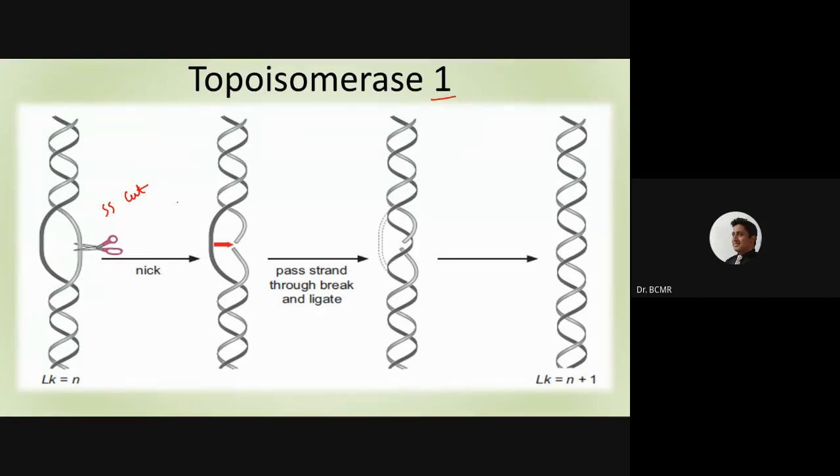Topoisomerase 1 makes a single strand cut like this. That is what I defined to you as a nick. What is a nick again? A nick is a single strand break here. That is a nick. And then it passes these strands around this and seals it, something like this. So when you say linking number, it is about twist and writhe.